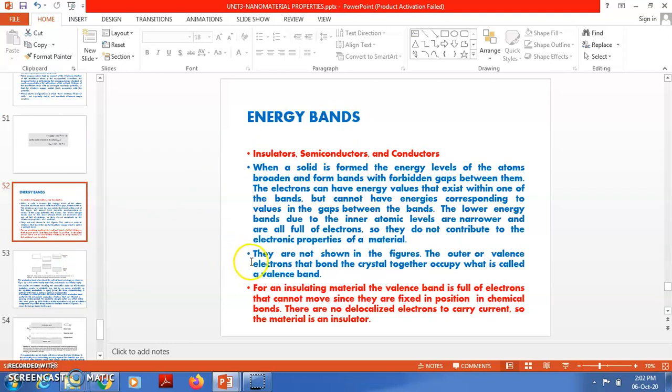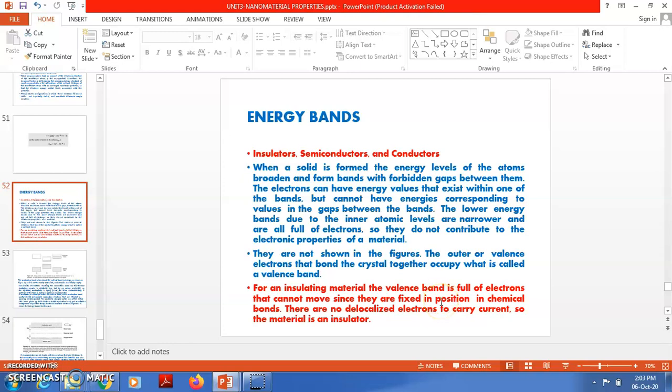Similarly, energy bands: insulator, semiconductor, and conductor. There are three types of materials. When a solid is formed, the energy levels of the atoms broaden and form bands with forbidden gaps between them. The electrons can have energy values that exist within one of the bands, but cannot have energies corresponding to values in these gaps between the bands.